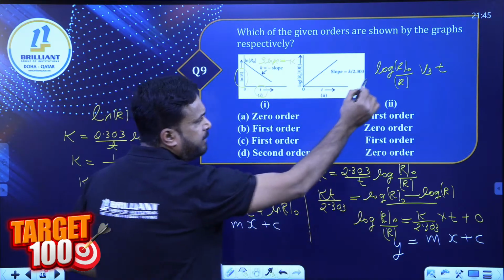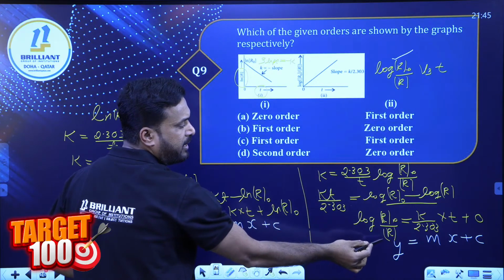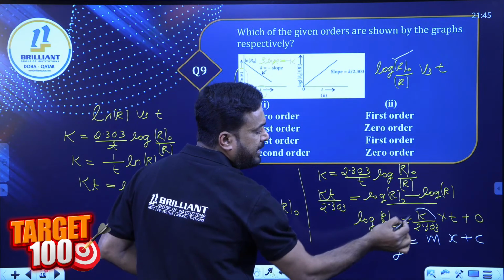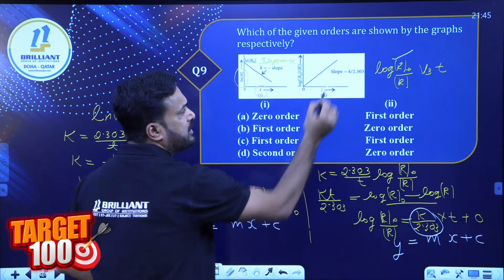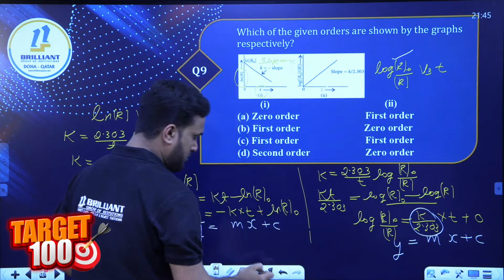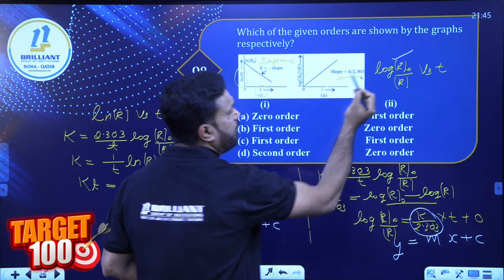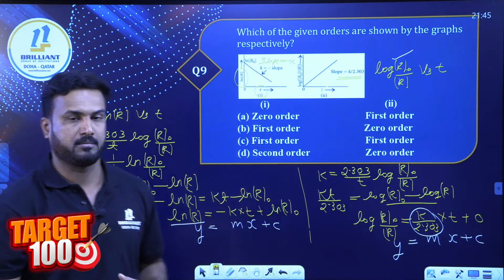So what came on the y axis? Log concentration of R0 divided by R came. Slope equal to K divided by 2.03, I got. On the x axis we are taking time. So here it is given, slope is equal to K divided by 2.03.